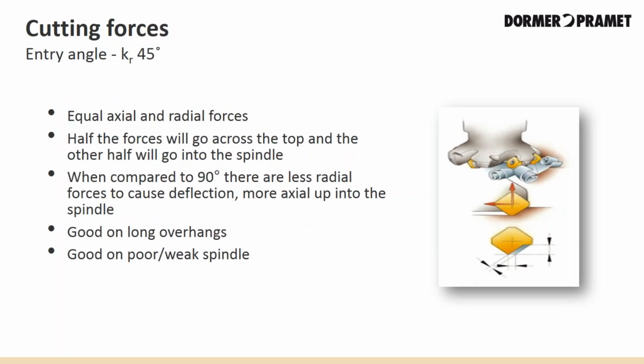When we're looking at a 45-degree cutter, it has equal axial and radial forces. Half the forces will go across the top and the other half will go into the spindle, as you can see by the arrows here on the right-hand side. When compared to 90-degree, there are less radial forces to cause deflection, more axial up into the spindle. It's good on long overhangs, good on poor or weak spindles.